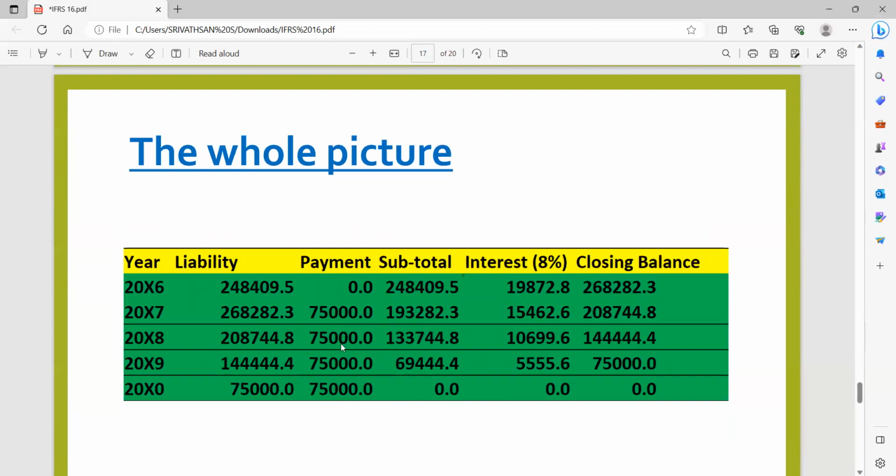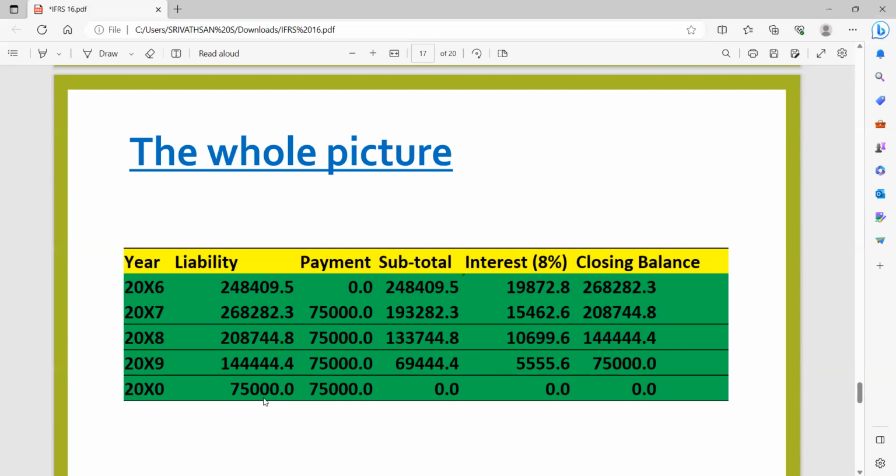Also, I have rolled forward the figures up to the end of the lease term, that is for the 5 years. So whenever you're free, you just go through it. Same procedure. Closing balance of the second year becomes the opening balance of the third year, and a payment of 75,000 is made in the third year. The difference between these two gives you the subtotal. Charge 8% interest on this subtotal. You add these two, you get the closing balance, and follow the same. Closing balance becomes the opening balance, 75,000 payment. The difference becomes a subtotal, charge 8% interest on this, and add these two to get the closing balance.